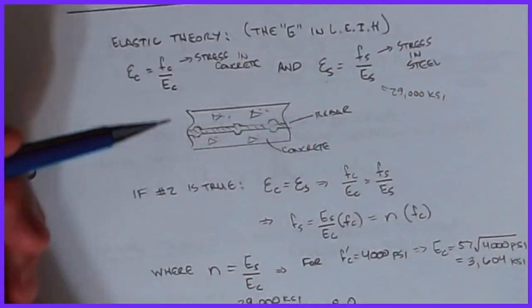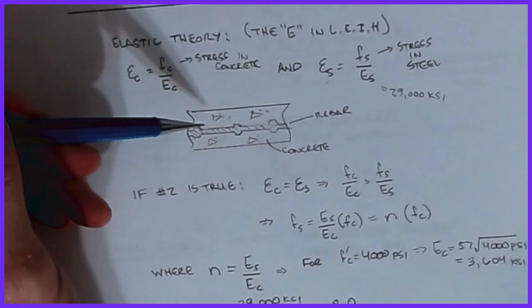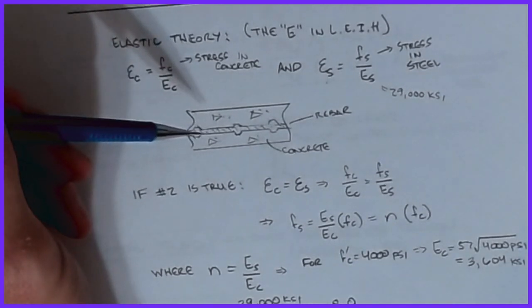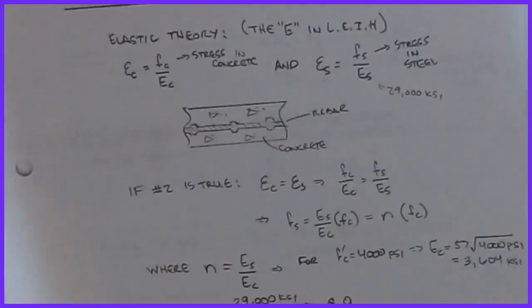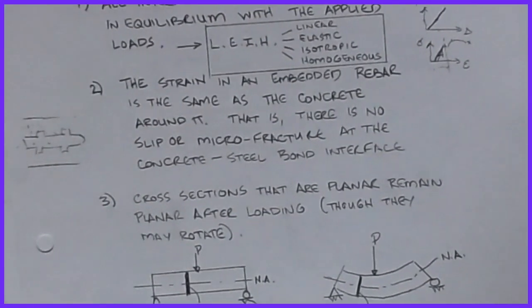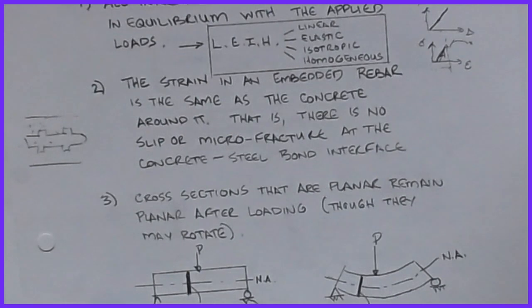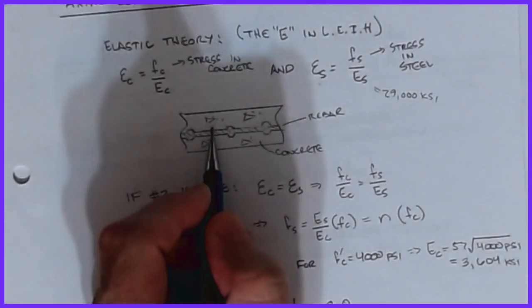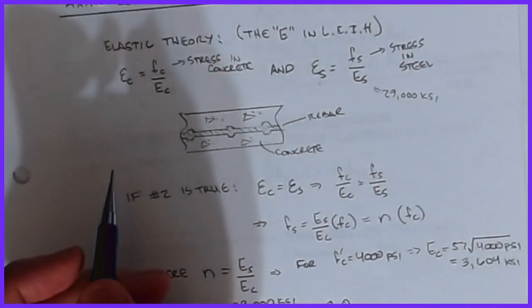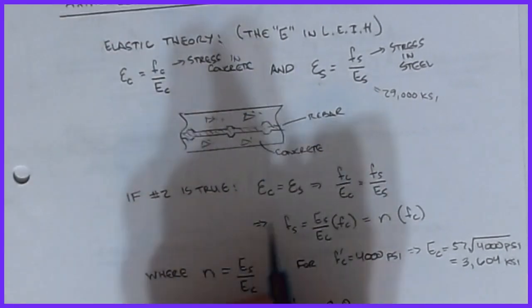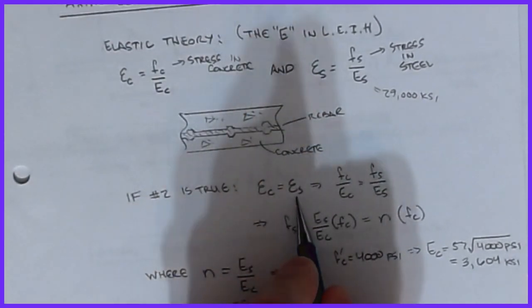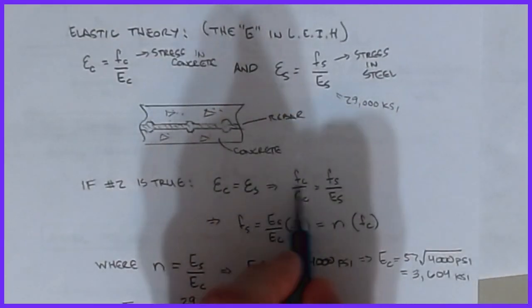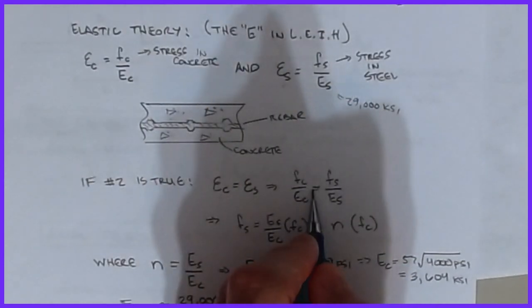Okay, so if we assume that our second assumption was true, and that was the one, if you look back on this, that the strain in the embedded rebar is the same as the concrete around it. Okay, this was the no-slip criteria. Then whatever strain occurs in this bar is matched by a strain in the concrete directly next to it. Okay, and so if that's true, then the strain in the concrete is equal to the strain in the steel, which says that the ratio of those two stresses has to also be equal.